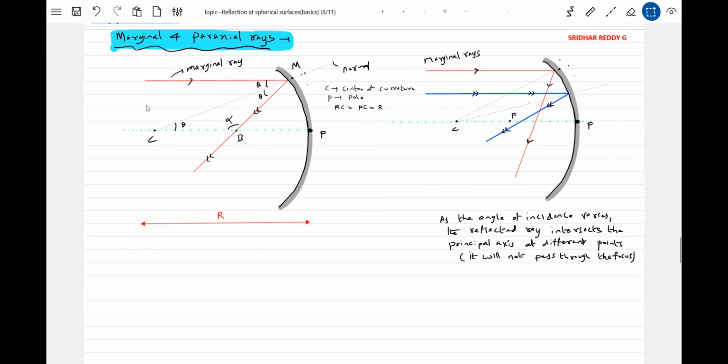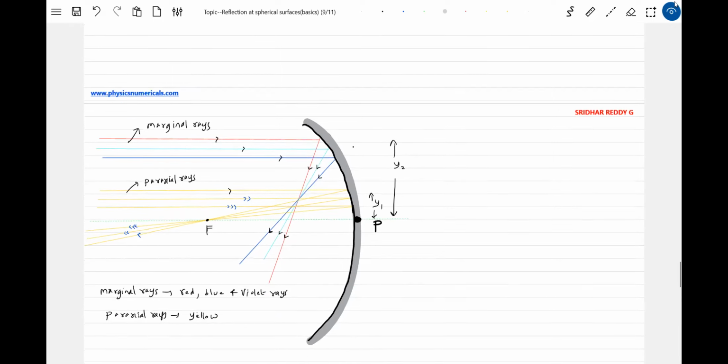So now, what do you mean by marginal rays? A primary question, let me ask: what do you mean by marginal rays? The rays whose angle of incidence is not small, and which are incident at a point away from the pole, are called marginal rays. There's a basic difference between them. I can show it in the best diagram available to me. Look at the point of incidence of the marginal rays: they're away from the pole. Look also at the angle of incidence, because the normal will come somewhere here. The angle of incidence also will not be very small.